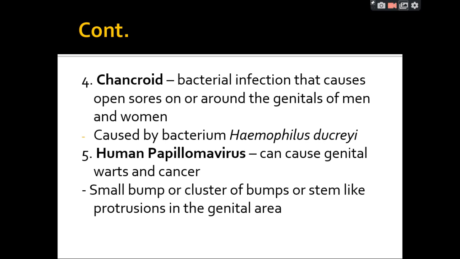Next, we have HPV or human papillomavirus. This kind of sexually transmitted infection can cause genital warts and even cancer. If a person has this infection, you will notice bumps or even clusters of bumps or protrusions in the genital area.